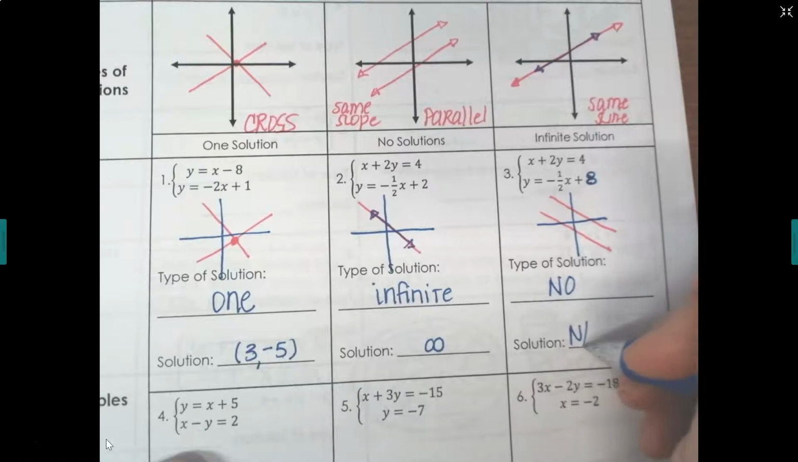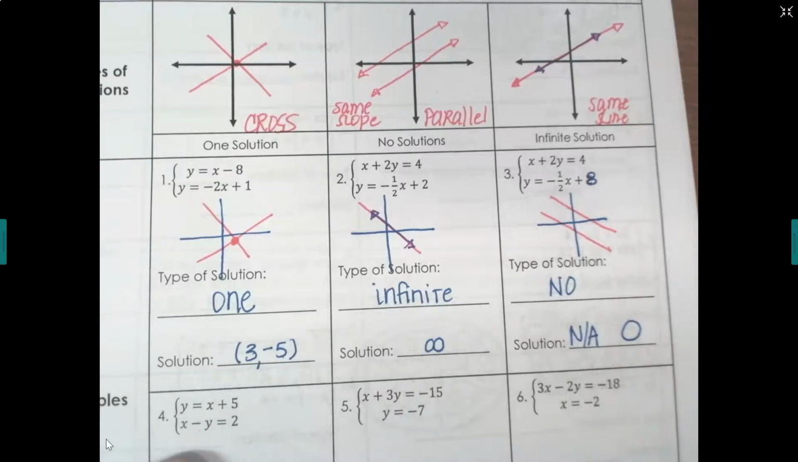So you can either write like NA here. If you do not write just a 0, because 0 is a number, it could mean you think 0 is a solution, but if you do 0 with a slash through it, that can mean no solution also.